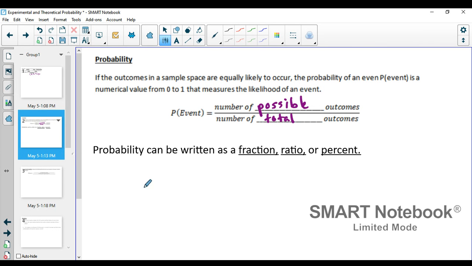And probability can be written as a fraction, a ratio, or a percent. So we can have it as like 3/4, 3 to 4, or 75%. So those are 3 options. We're mostly going to stick with fractions because when we get into compound probability, we'll need the fractions so that we can do some math with them. But feel free to write them as a ratio or percent as well.